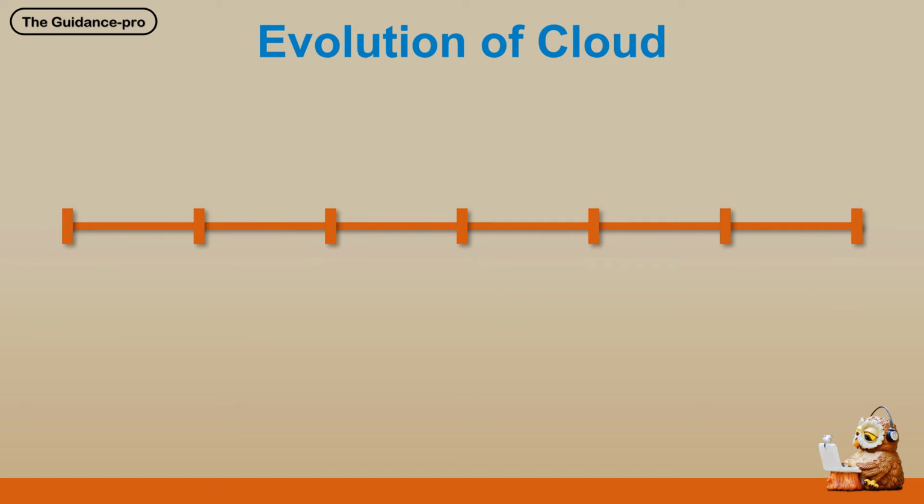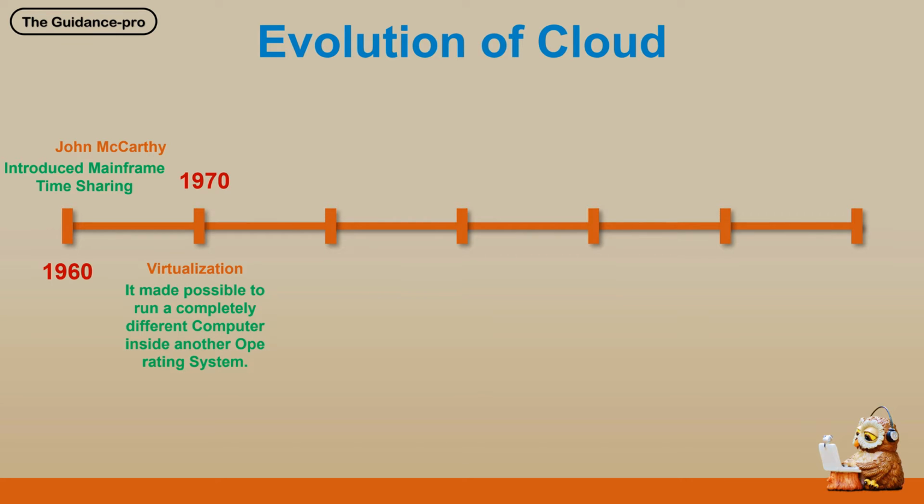Evolution of cloud. Cloud computing is not a very recent invention and has some history to look back on. In the year 1960, John McCarthy was the first person who introduced the concept of sharing, with his mainframe time sharing. Then, in the year 1970, the concept of virtualization took its wings and made it able to run one operating system inside another completely different operating system.